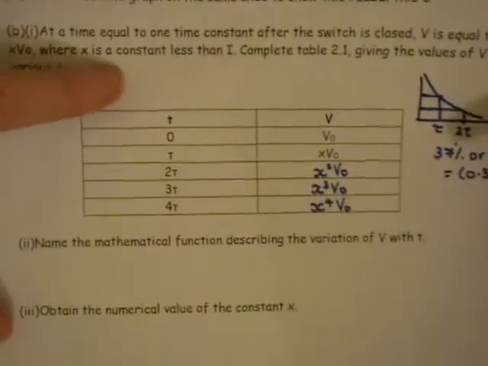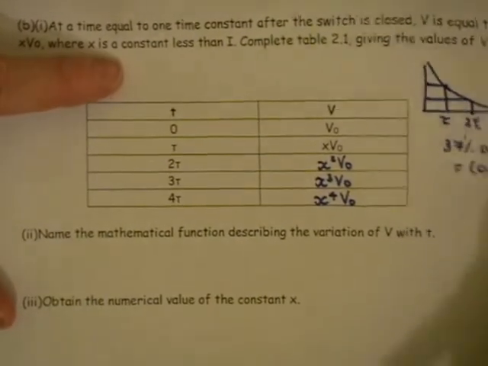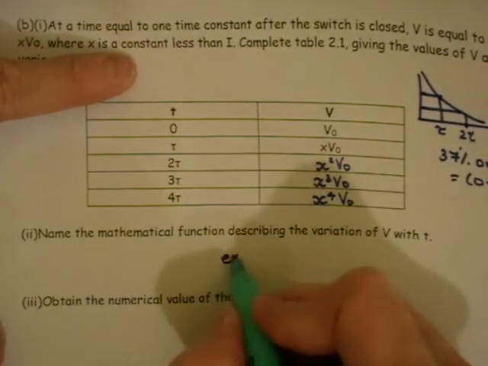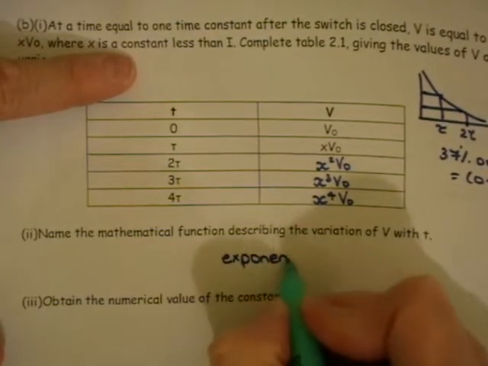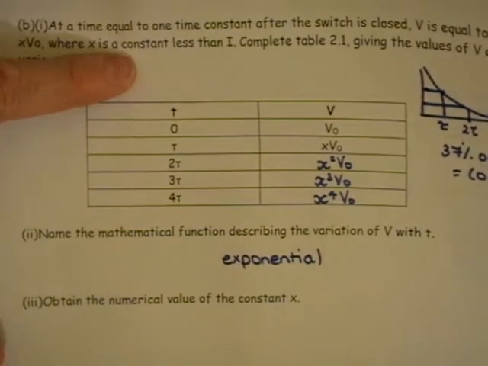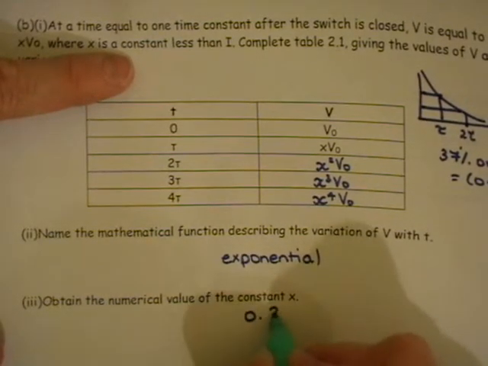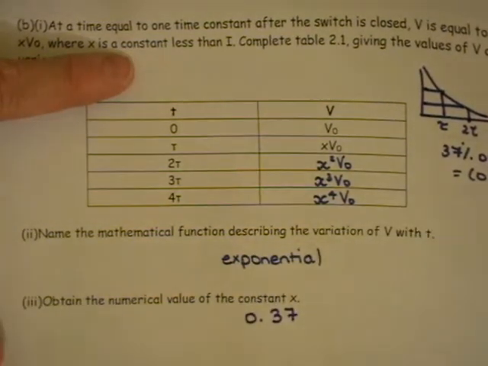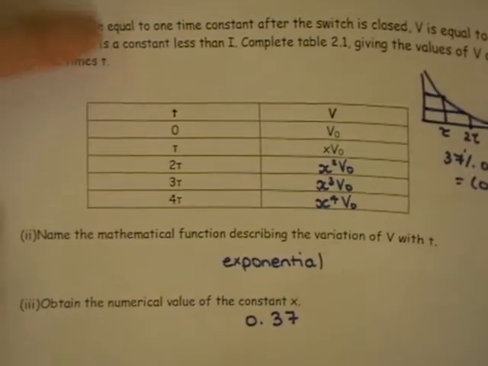Name the mathematical function describing the variation of V with t. It's an exponential function. Obtain the numerical value of the constant x, and we remember from our notes or from the work I did up at the side there, that answer is 0.367 or 0.37 rounded up.